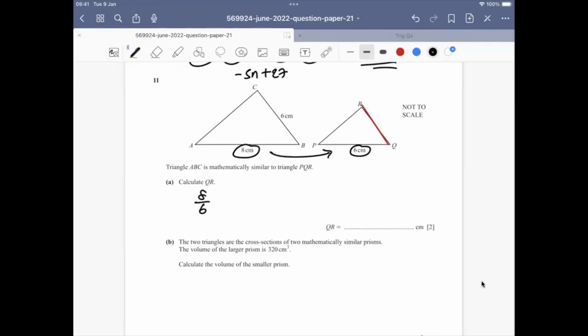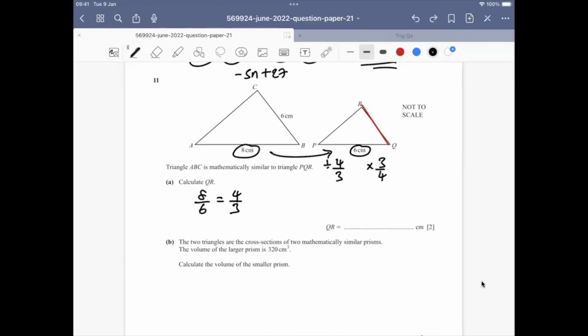So how do we get from 8 to 6? Let's just do 8 divided by 6, which is going to be 4 over 3. So if we divide 8 by 4 over 3, we're going to get 6. Dividing by 4 over 3 is the same as multiplying by 3 over 4. So we can say that we can use a scale factor of 3/4 or 0.75 to convert between our big triangle and our small triangle.